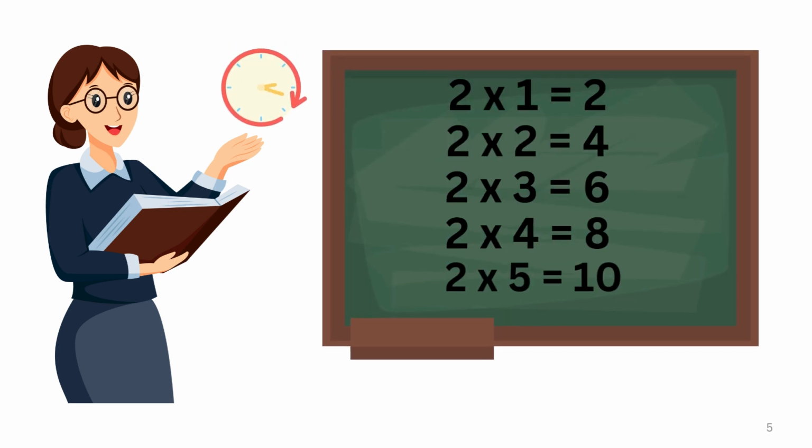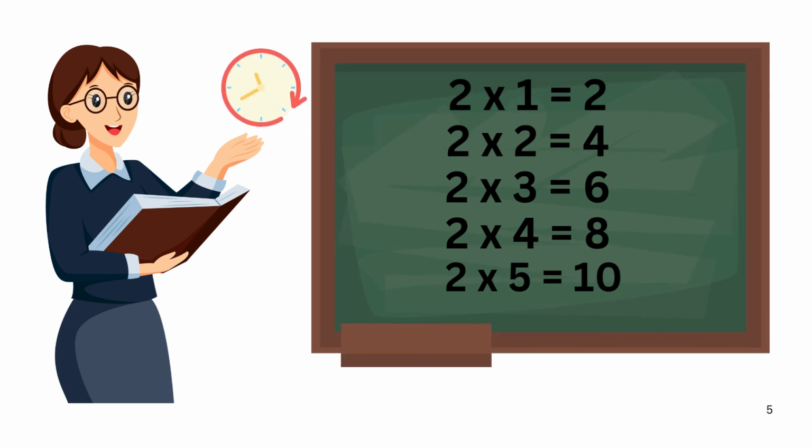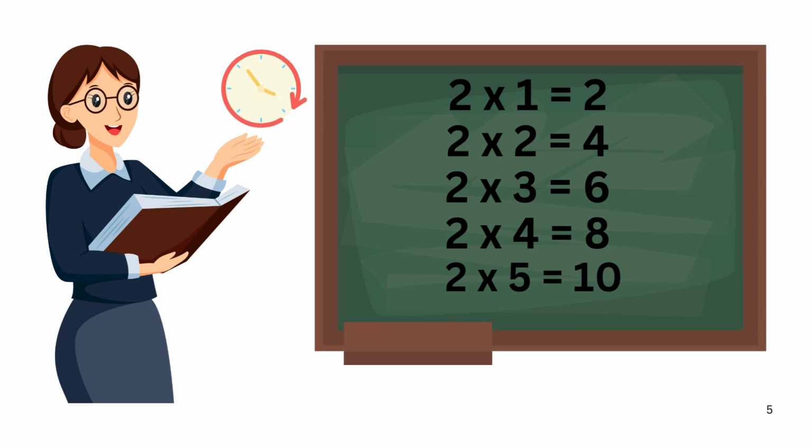Next, we are going to learn the tables of number 2. 2 multiplied by 1 is equal to 2. 2 multiplied by 2 is equal to 4. 2 multiplied by 3 is equal to 6. 2 multiplied by 4 is equal to 8. 2 multiplied by 5 is equal to 10.